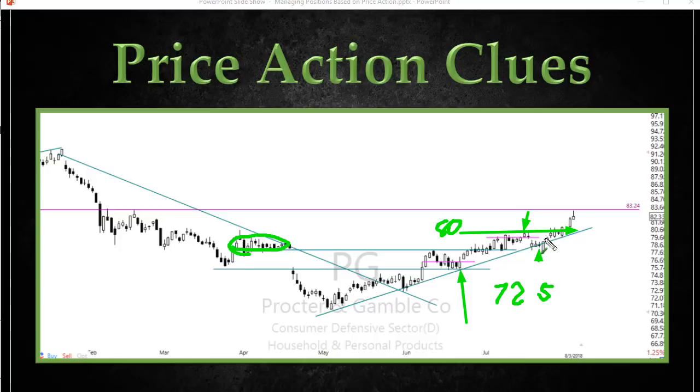How many out here would be okay if you have the right to buy something at 72.5 and someone pays you to buy it from you at 80? Everybody's okay with that, right? Buy low, sell high. That's what we want to do. We want to do that consistently, right?